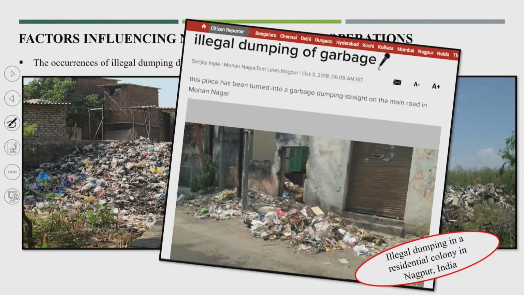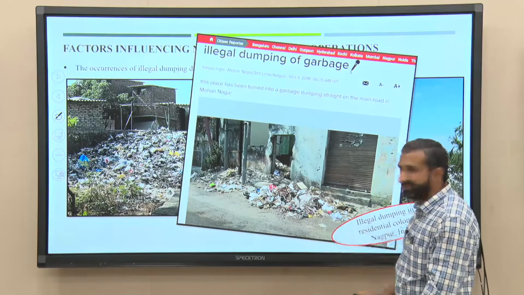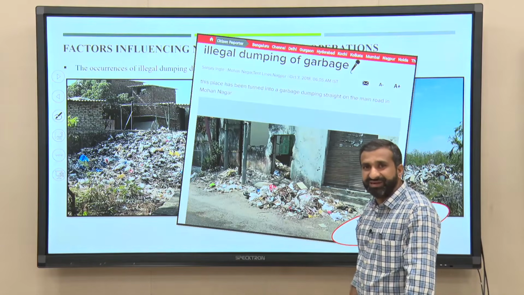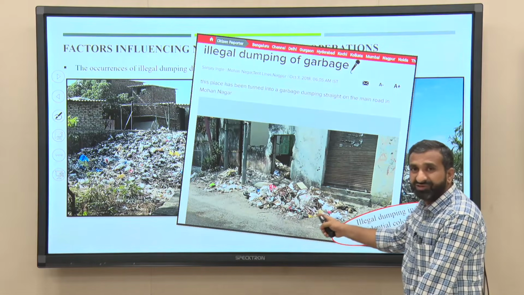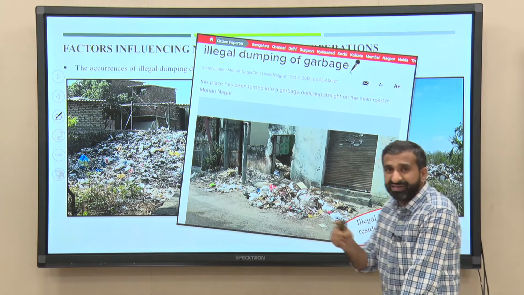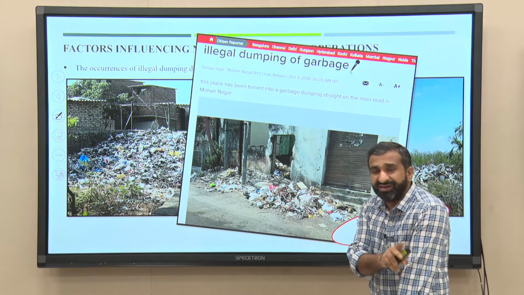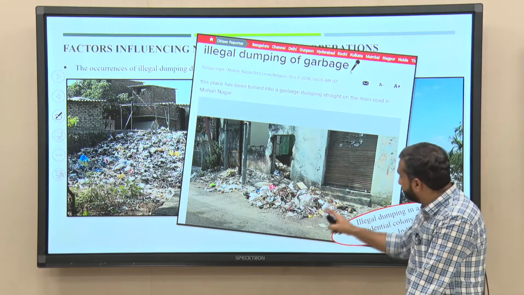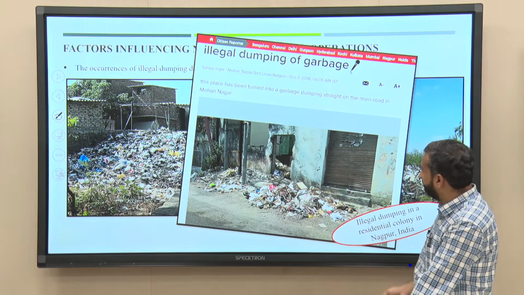See here, this is one photograph from Mohan Nagar in Nagpur, showing illegal dumping of garbage. This kind of location can be found in any city in India, and it is because of an improper collection system. It could also be possible that if the haul distance is very high, this kind of illegal dumping occurs.